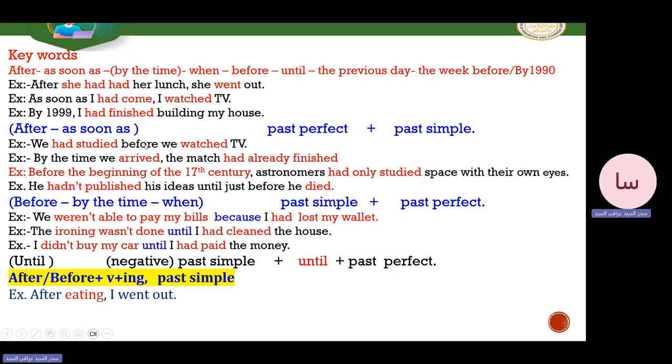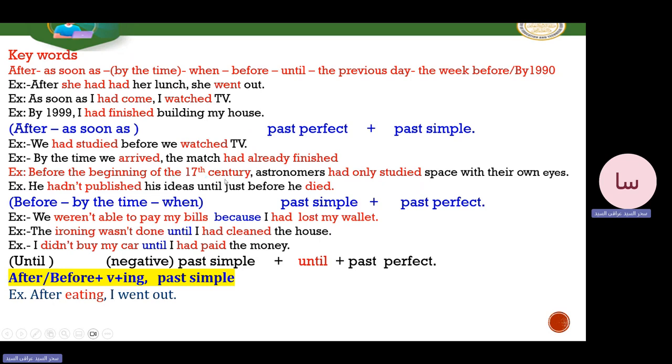We had studied before we watched TV. Before is followed by past simple and preceded by past perfect. By the time we arrived, followed by past simple, and the second action was past perfect. The match had already finished. So by the time is followed by past simple, and the second sentence is past perfect.